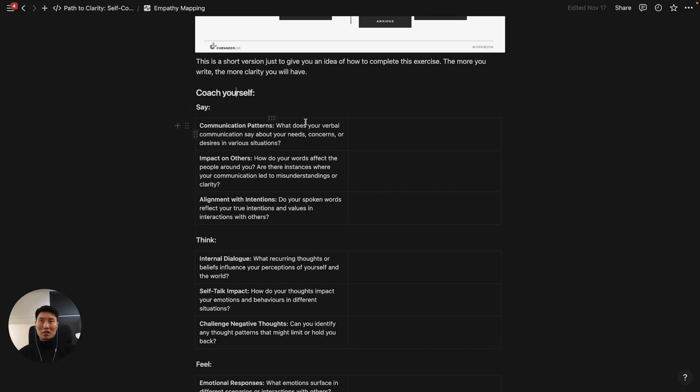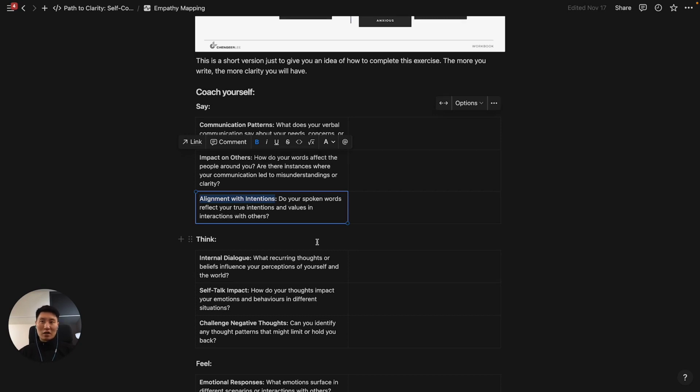When you say stuff, look at your communication patterns, what's going on, and most importantly, how your communication maybe impacts others. How are people around you being affected by it? Is it aligned with your intentions? The things that you say you will do, the things that you say to others and to yourself as well, is it aligned with your true intentions and values?